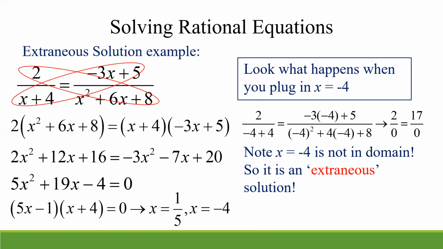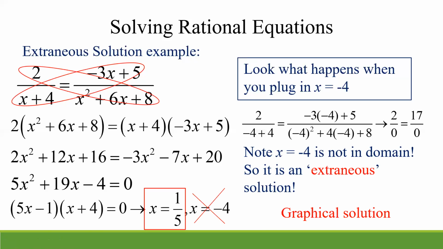Also, if you look back at the original problem right here, we can't use negative 4 anyway. It's not in the domain of the original equation. So whenever a solution doesn't work, we call that extraneous. So the only solution we have for this is 1/5.